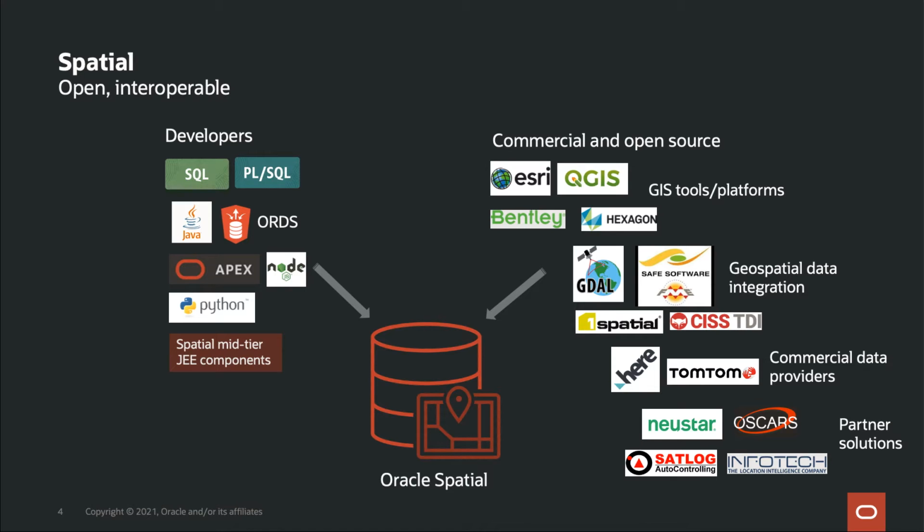Now, in addition to developer access through all these programmatic interfaces, Oracle Spatial, due to its open interoperable nature, is leveraged across the entire geospatial software industry. That goes for both commercial and open source platforms. All of the leading GIS platforms and tools support Oracle Spatial as a storage architecture for geospatial data that their tools can access and operate on. Similarly, the leading commercial and open source geospatial data integration platforms natively support Spatial, as do commercial data providers and a wide range of our partners that have built industry solutions on top of Oracle Spatial.